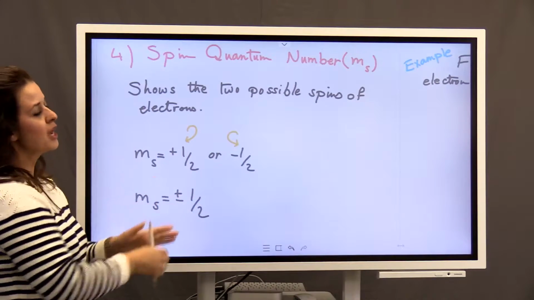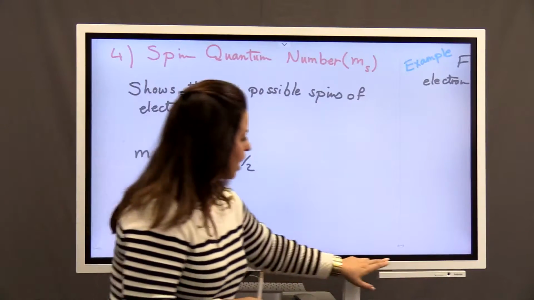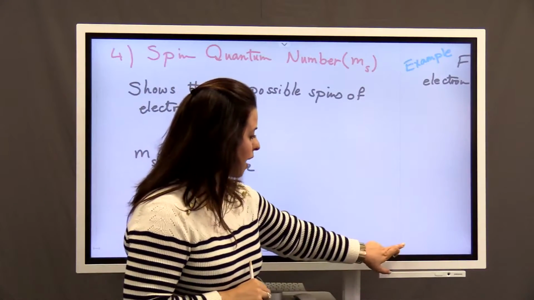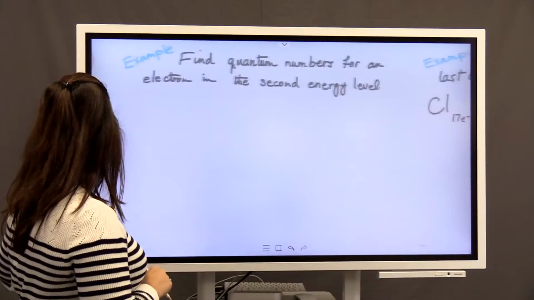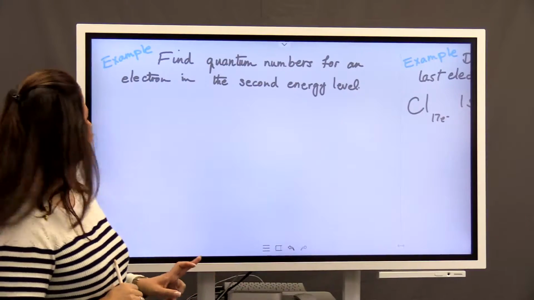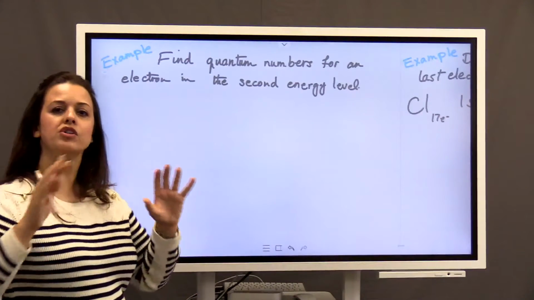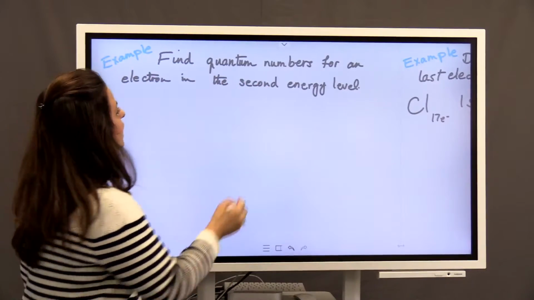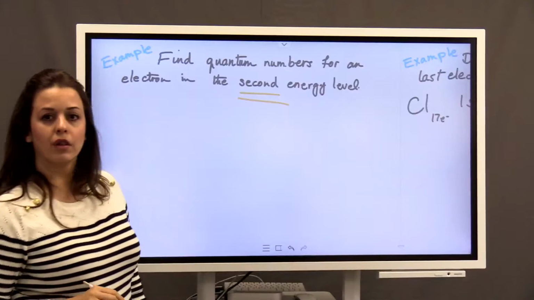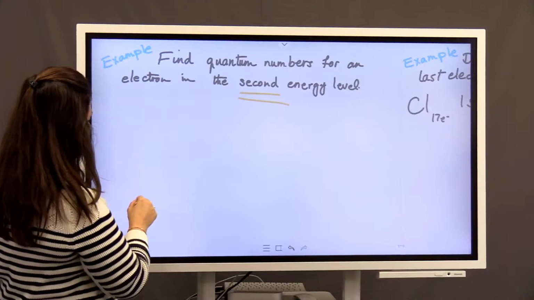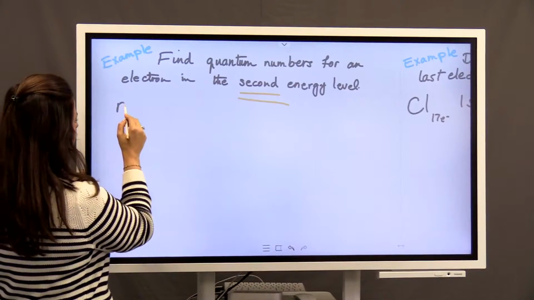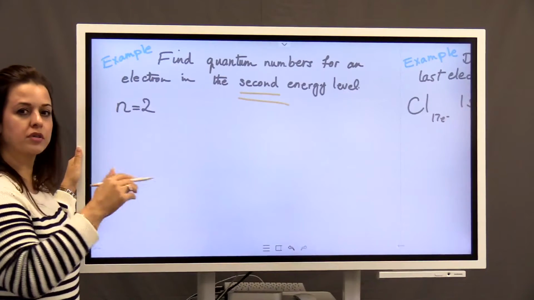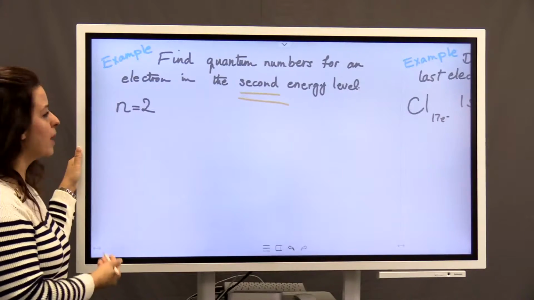All right? Ready to work on some examples? There are totally 3 types of questions that you can have for quantum numbers, and I'm going to work on all of them with you. First, a very general question. Find quantum numbers of an electron in the second energy level. When we say second energy level, what is 2? N. N is 2. Let's try to find L, ML, MS.